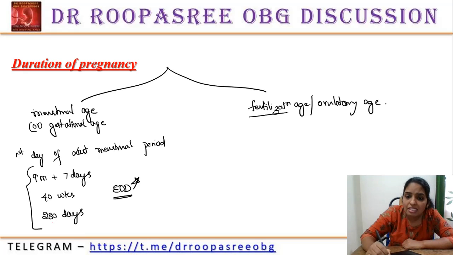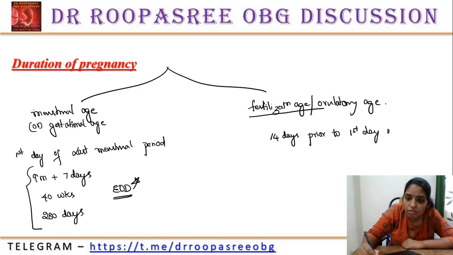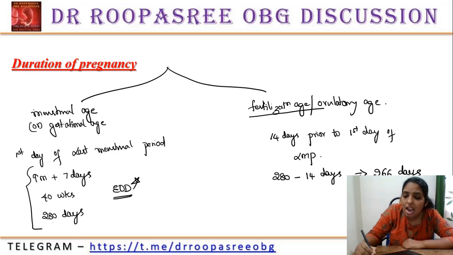Now fertilization age means fertilization will be taking place 14 days prior to the first day of the last menstrual period. Therefore, we'll calculate it as 280 minus 14 days. It is about 266 days. This is seen in the artificial reproductive techniques, or when the dates are calculated by the embryologist. Okay, it is 266 days.